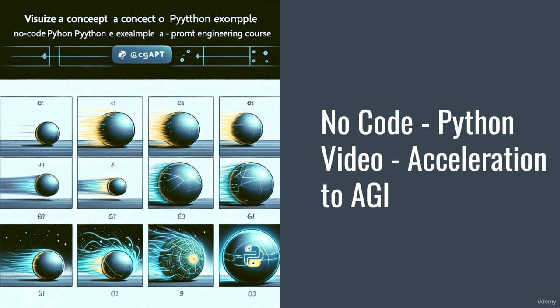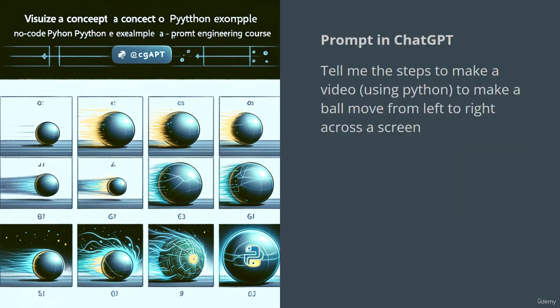So the first thing we did was open up ChatGPT and we prompted, tell me the steps to make a video using Python to make a ball move from left to right across a screen. So right away, it wrote out the steps in Python code for how you would get a ball to move from left to right across the screen. It even told us that we need to install something first. And then we said, okay, perfect.